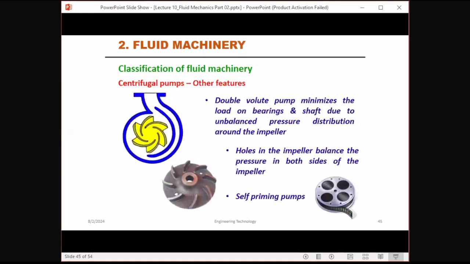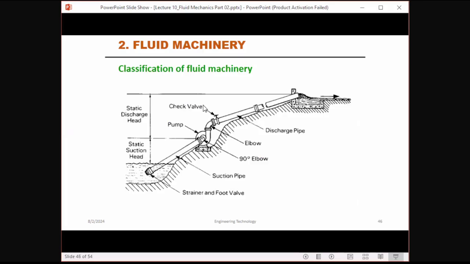Okay, then here you can see a pumping system, with a reservoir in this area. You need to pump this water to this location, the top tank or top reservoir. This is the piping line you can identify here.